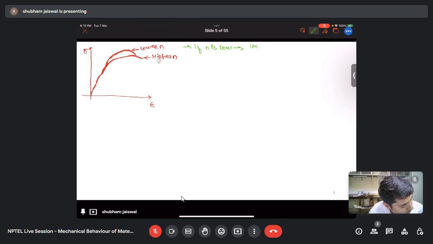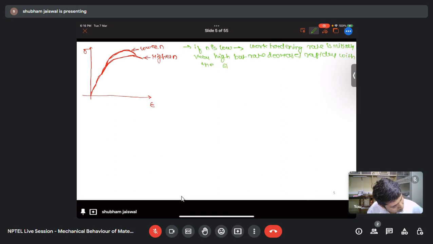So the rate is initially very high, but the rate decreases rapidly with the strain. Now, suppose the n value is low; if the n is higher, what will happen? From this curve, you can easily say that the work hardening is initially less rapid, but it will continue to rise to a higher strain level.